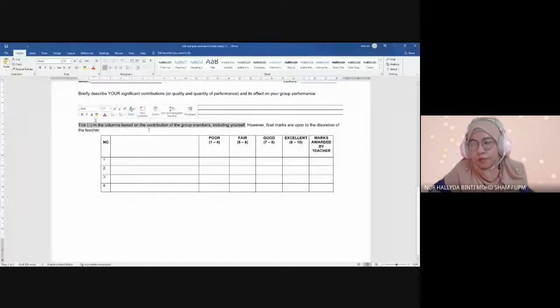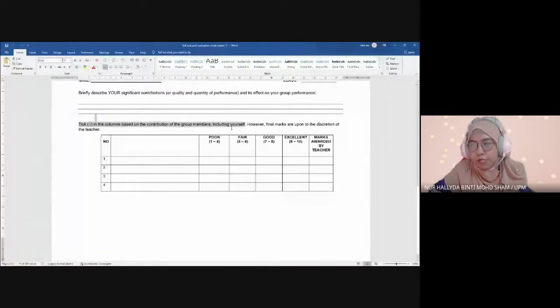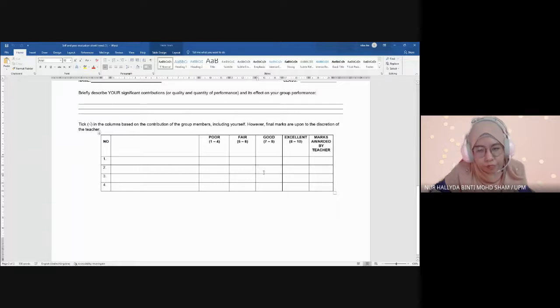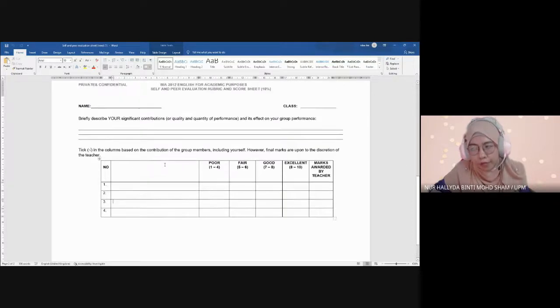Tick in the columns based on the contribution of the group members, including yourself. So write down your friends' names, including yourself. Your name too. And then you rate yourself and you rate your group members. Let's say there are 3 of you in the group. I want to see 3 names here. Okay, put 3 names, everyone. Usually students forget.